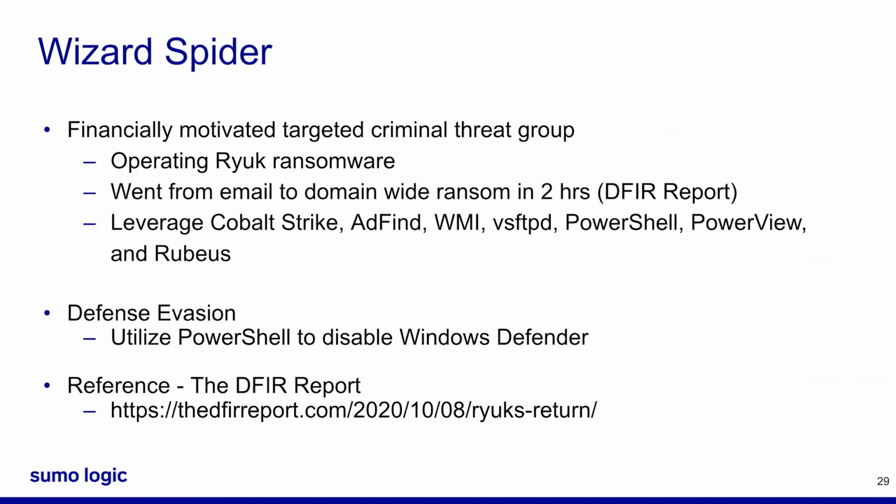So another threat group, this one, Wizard Spider. Everyone should be somewhat aware of this group because they operate Ryuk. This is all over the news. And I'm sure the majority of you are well aware that they are also the world record holder for going from email to domain-wide ransomware in about 2 hours. That's nightmare fuel. They leverage Cobalt Strike, AdFind, WMI, VSFTP, PowerShell, etc. Rubeus. Defense evasion, they utilize PowerShell to disable Windows Defender, which actually works surprisingly well.